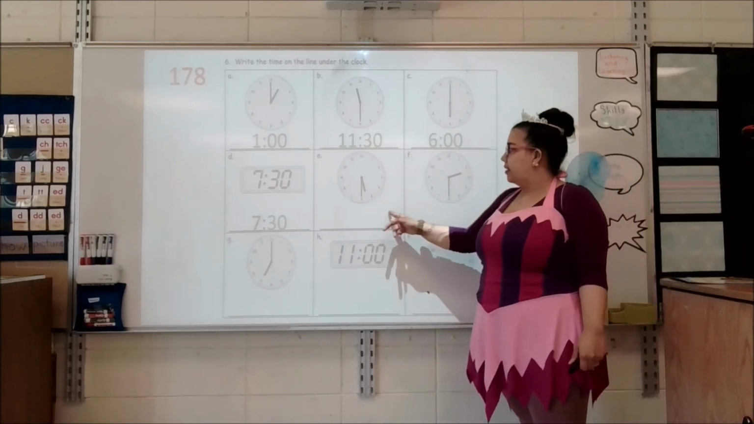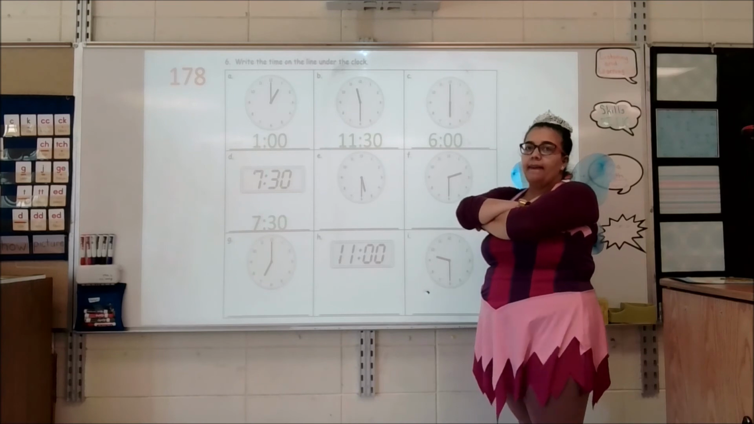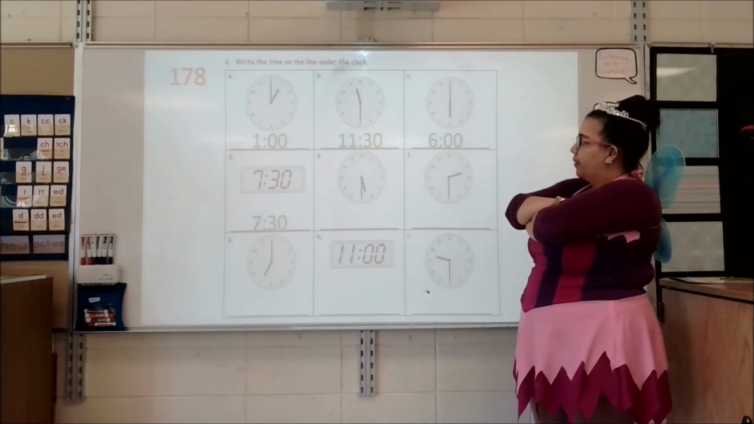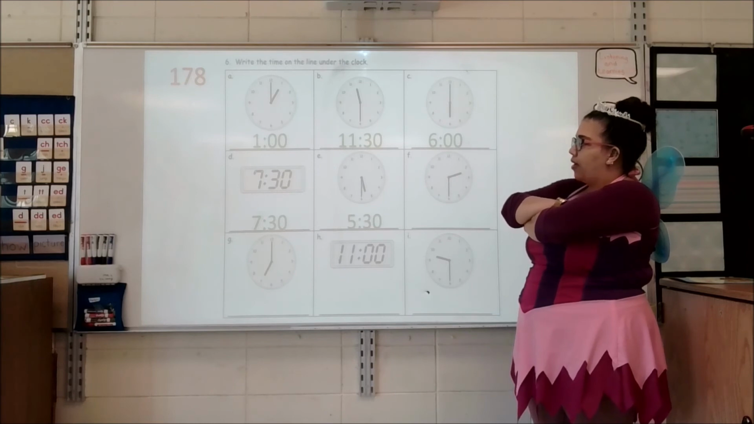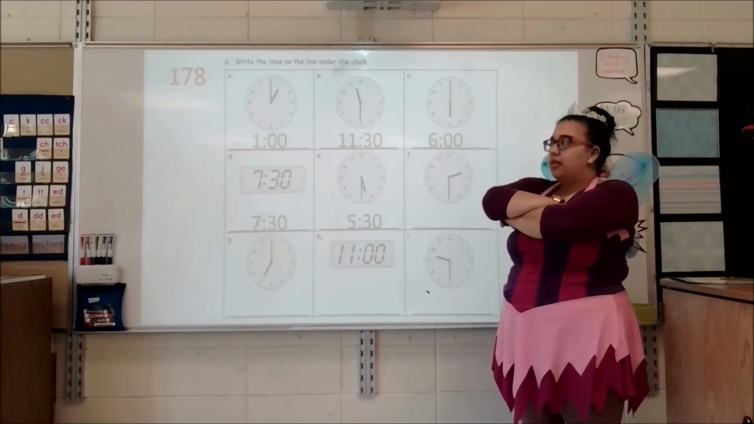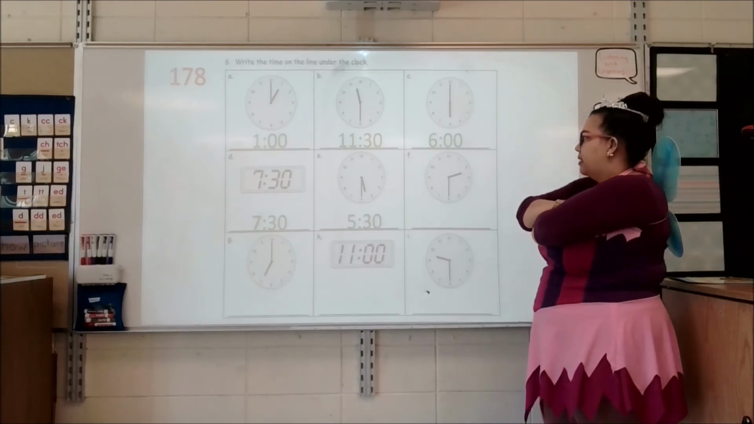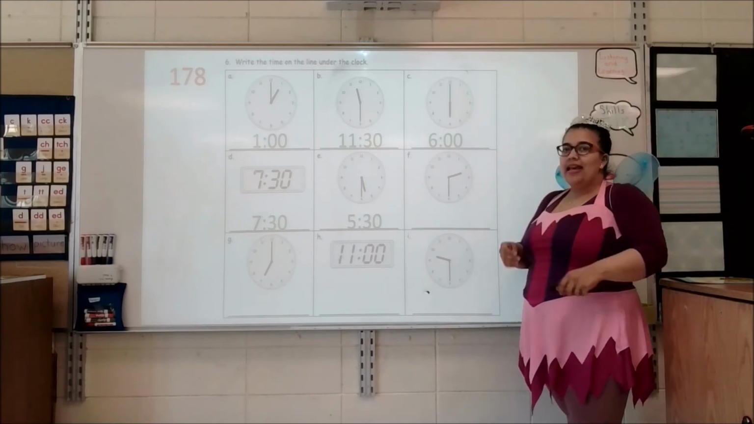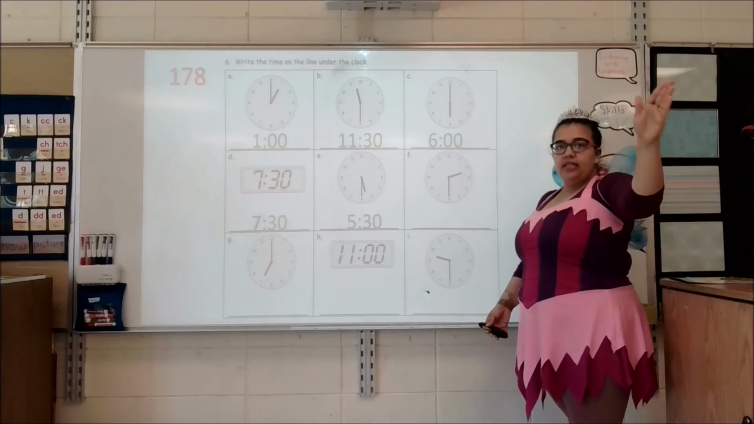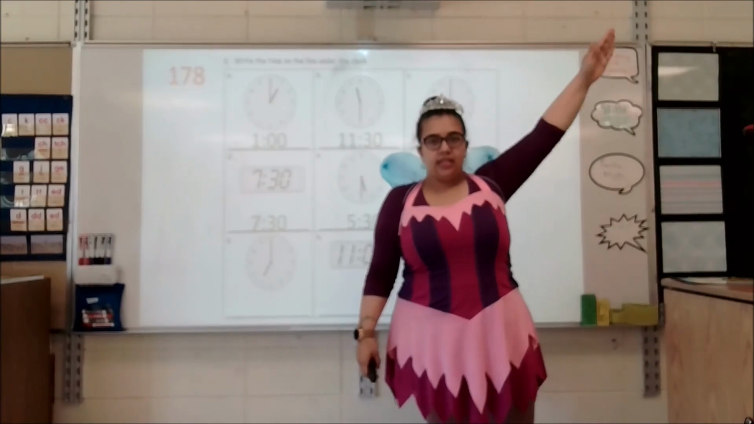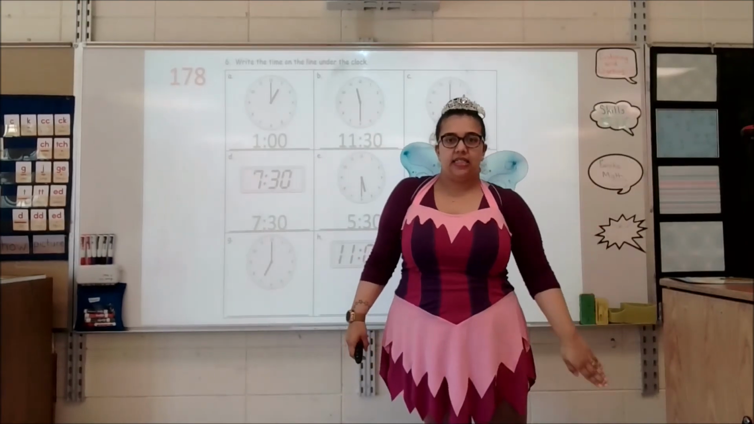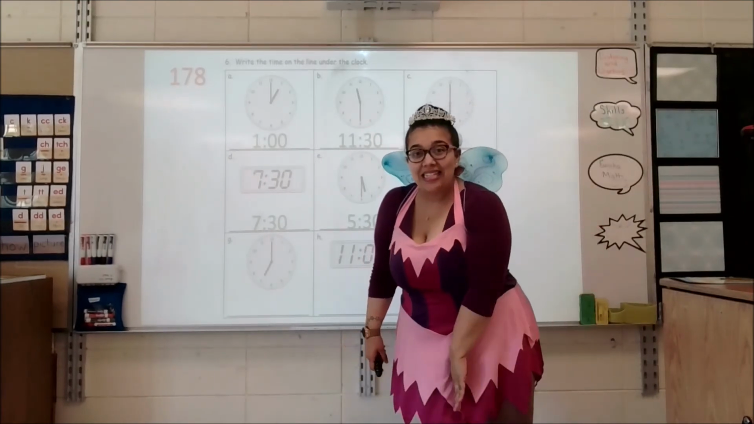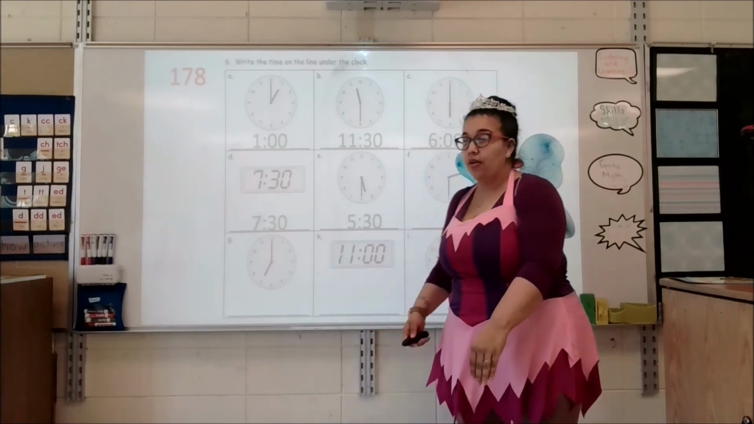Okay, what about this one here? What time is it on this clock? 5:30, good. The hour hand is between the 5 and the 6. The minute hand is on the 6, which is halfway around the clock. It doesn't just jump there. It goes all the way around until it gets halfway around.